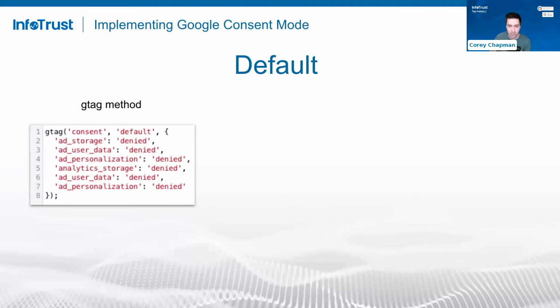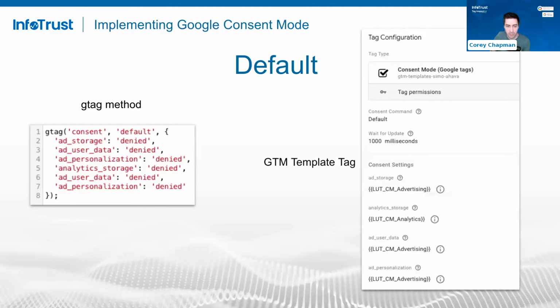The other version that you can use, and this is what we most commonly use, is the GTM template tag created by Simo Ahava, which allows a bit more flexibility. It allows you to use GTM variables. It's very easy to use and easy to understand. There's explanations on each of the sections and everything. So typically we'll try to use this when possible.